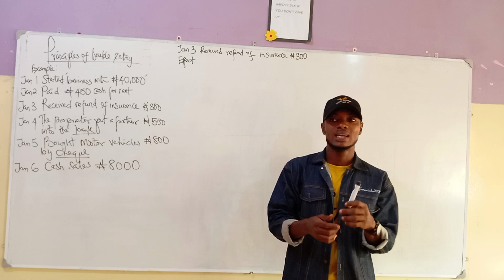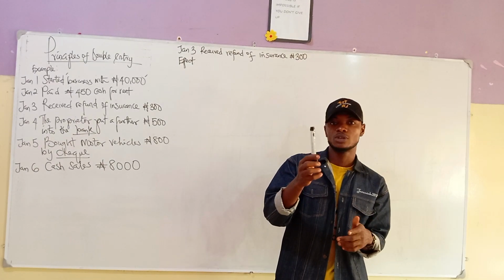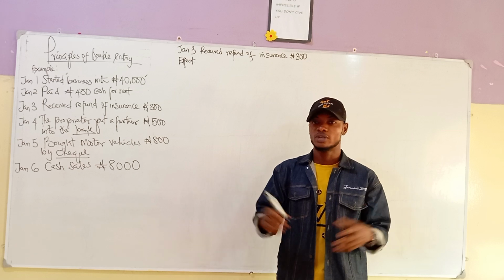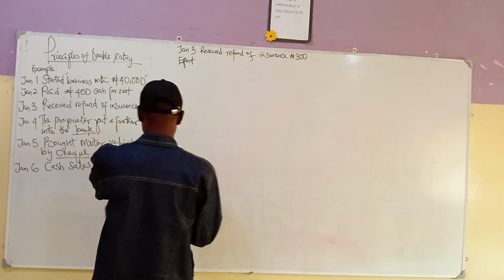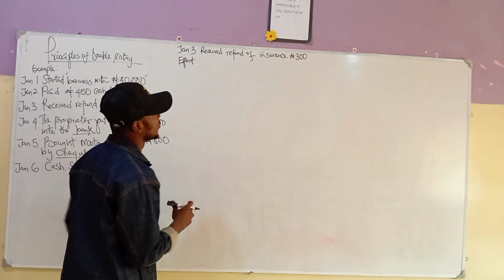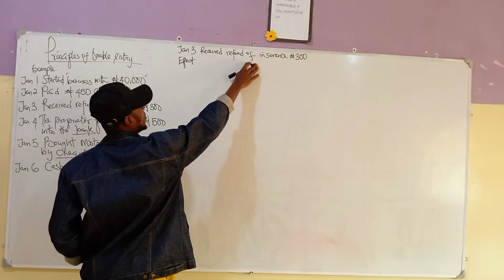So the insurance company has to bring me back to the position I was in before the loss. So I was paid 300 naira cash back in terms of the insurance. So that is what this means. Now, receive in refund of insurance. What is the effect? Under the insurance account, what happened?